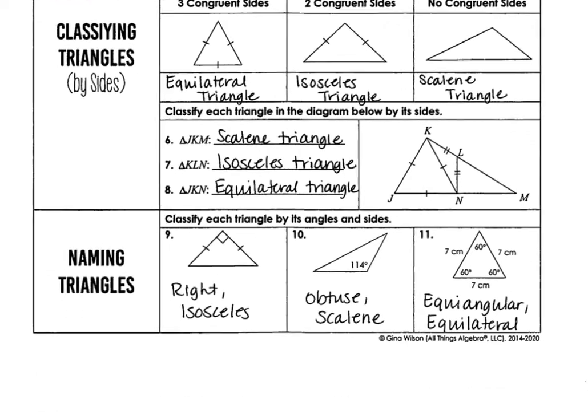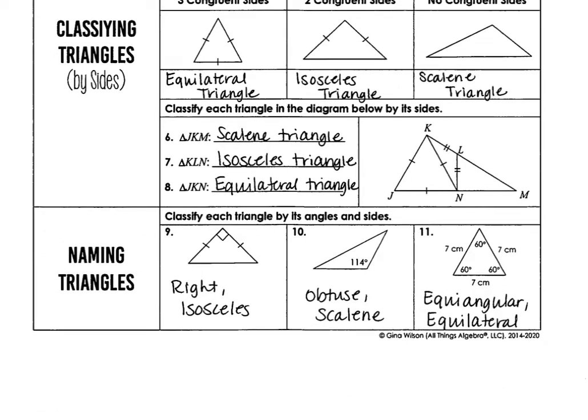We also name triangles by classifying them by their angles and their sides. So this would be a right isosceles triangle because it is a classification by angle, which is a right triangle, and by side, which is isosceles because it has 2 equal sides. Your obtuse is scalene, and equiangular, equilateral. So 3 congruent angles and 3 congruent sides.